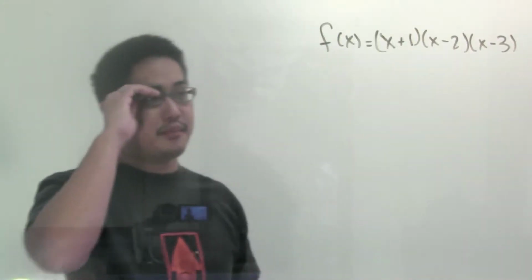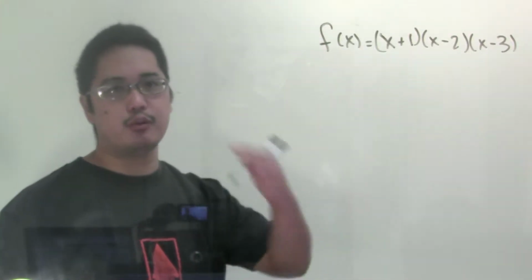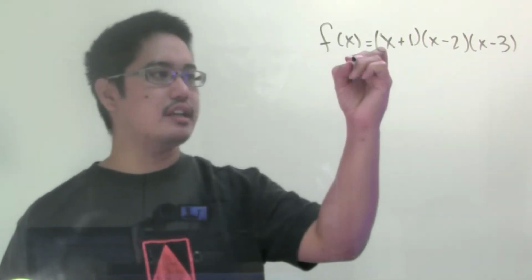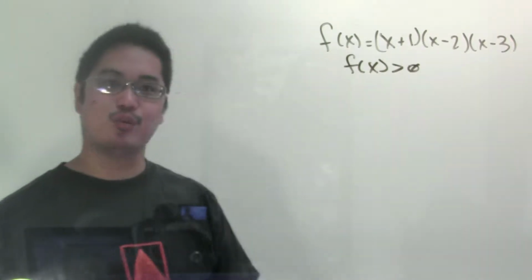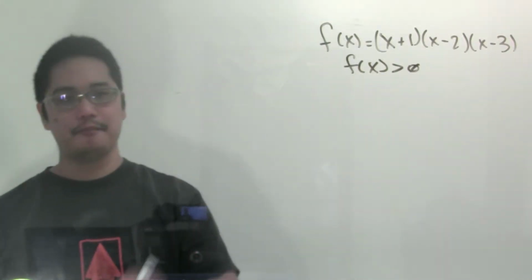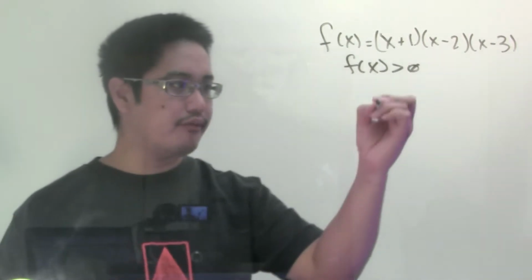Alright, so check this out. We have a polynomial and we want to graph it, and we also want to figure out when f of x is bigger than 0. We want to see when it's positive. First thing, I want to graph this thing. Graphing this thing is pretty straightforward.